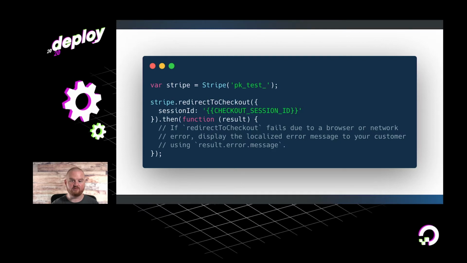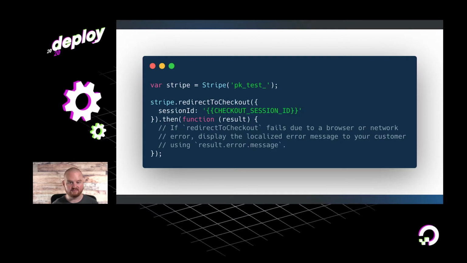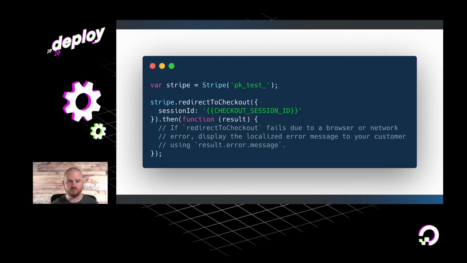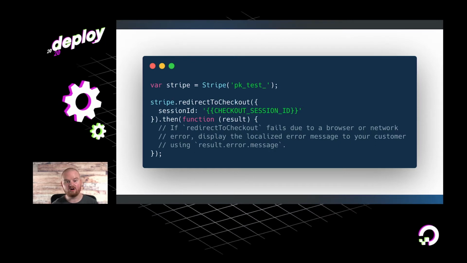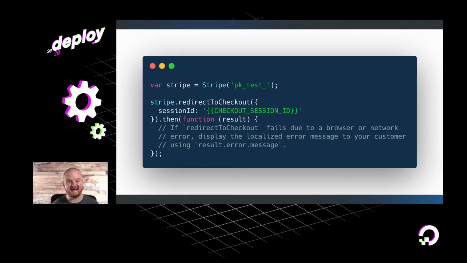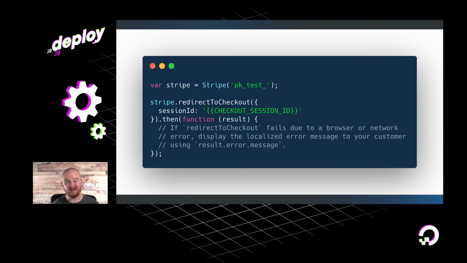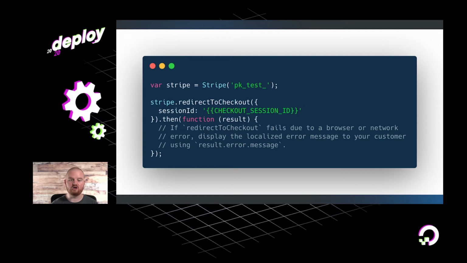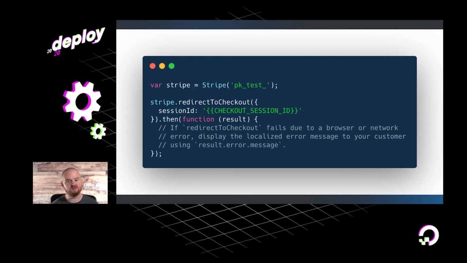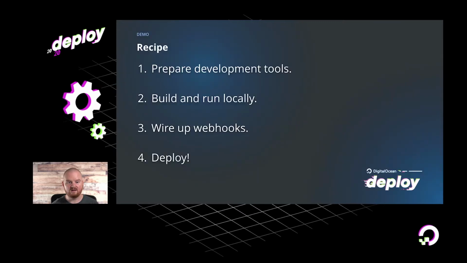This is an example of redirecting to checkout on the front end. We're using Stripe.js here, and first we initialize an instance of the Stripe object using our publishable key, and then we call redirectToCheckout and pass the ID of the session that we got back from the API earlier. For most cases, this is actually the only code that's required on the front end and is purely for redirecting to that checkout session.